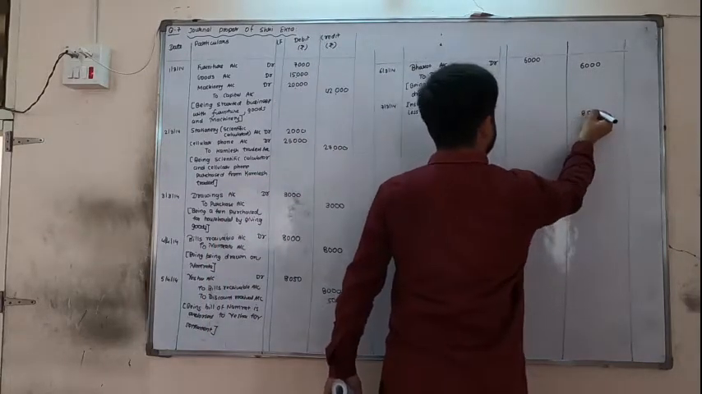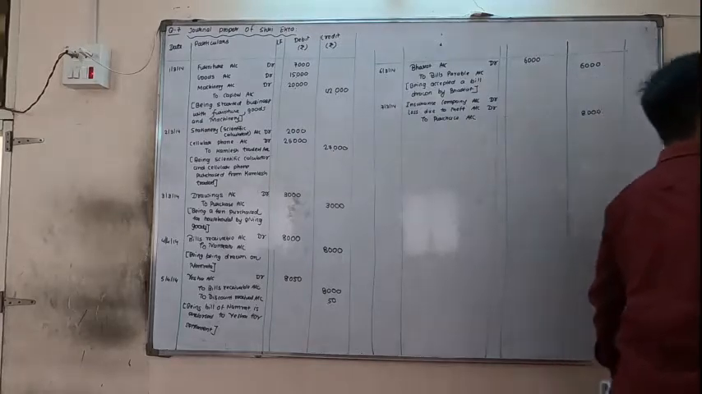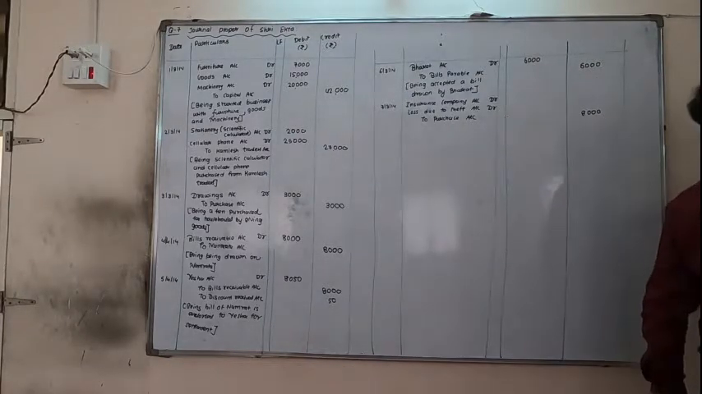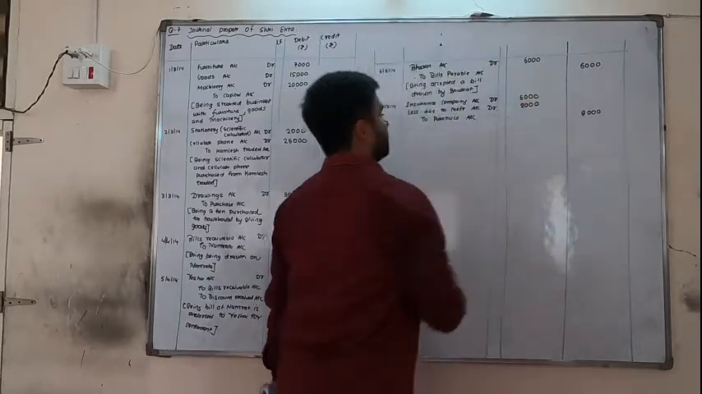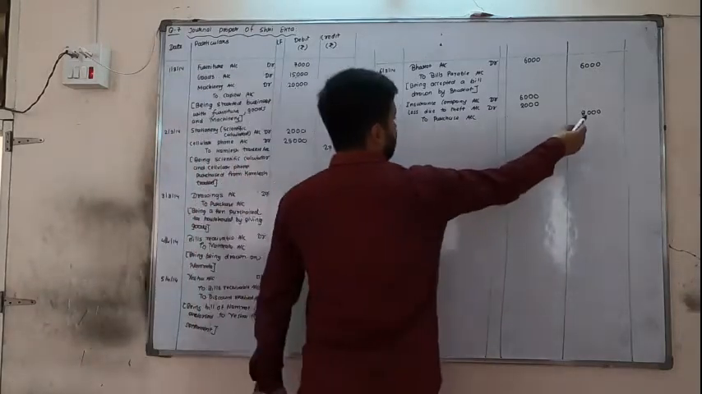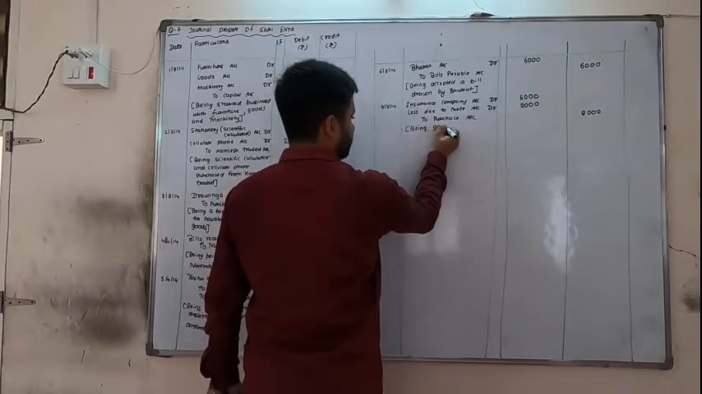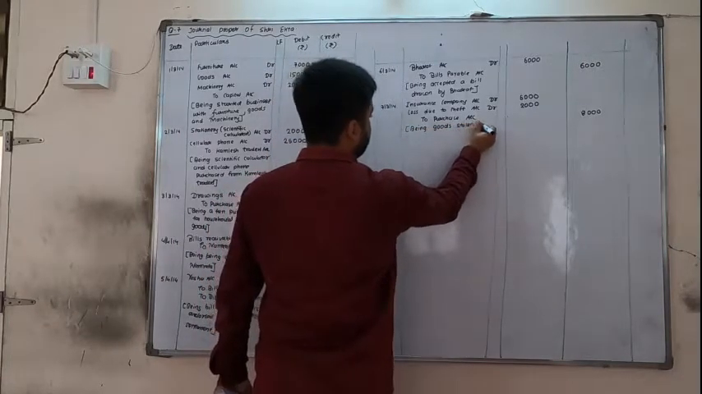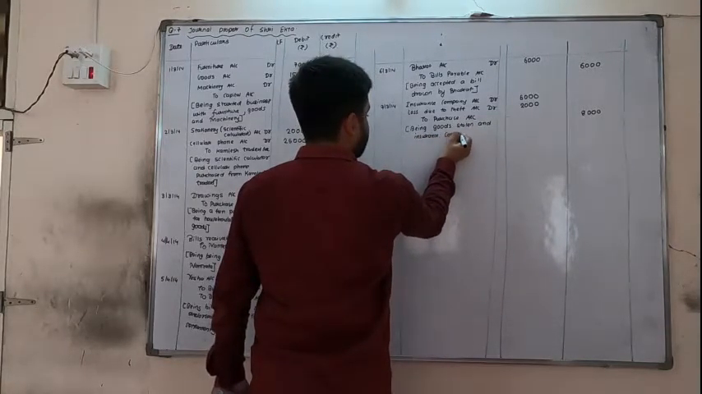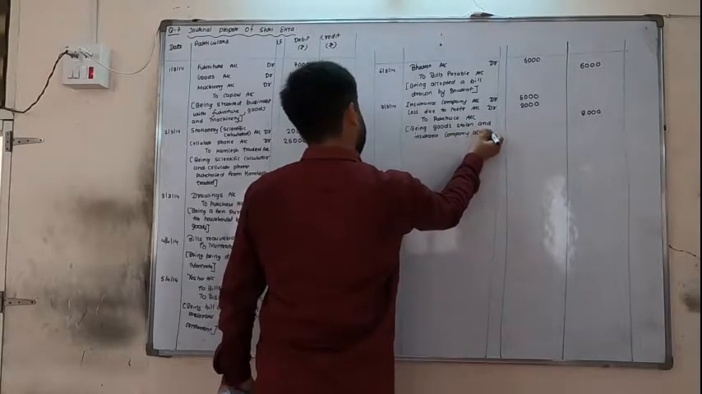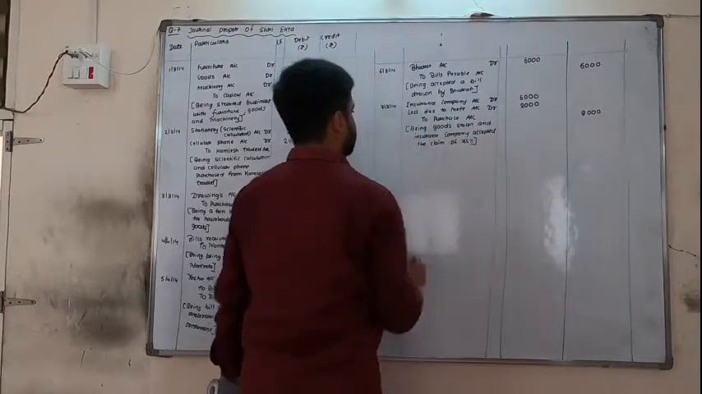Goods are of 8,000. Now take 75%. 8,000 into 75% is 6,000. So 8,000 minus 6,000, 2,000 is the loss. Take 75% of 8,000, it would be 6,000, then remaining would be 2,000. Being goods stolen and insurance company accepted the claim of 75%.